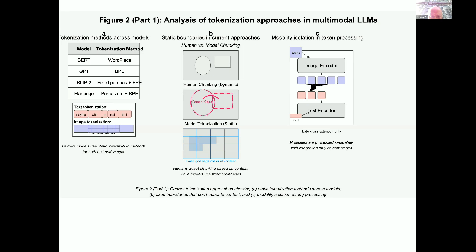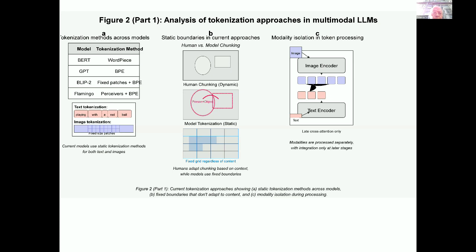Notice that these are subword units rather than meaningful semantic units. For images, the uniform grid pattern illustrates how images are divided into equal-sized patches, typically 16 times 16 pixels, without consideration for the actual content or meaning within these patches.